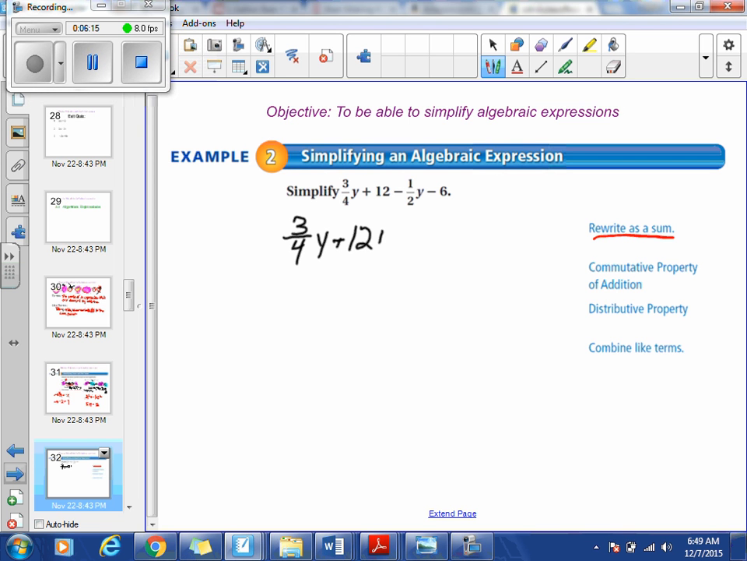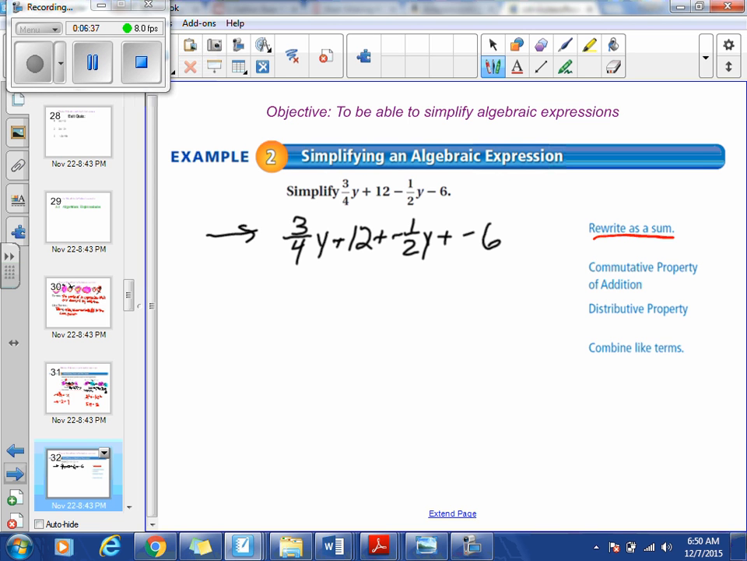All right, now we have subtraction. Let's change that to plus negative 1/2 y plus negative 6. Okay, so now it's all adding. Remember, when we are adding, it doesn't matter the order that we add numbers in. So 1 plus 2 plus 3 is the same as 2 plus 3 plus 1, which is the same as 3 plus 2 plus 1.